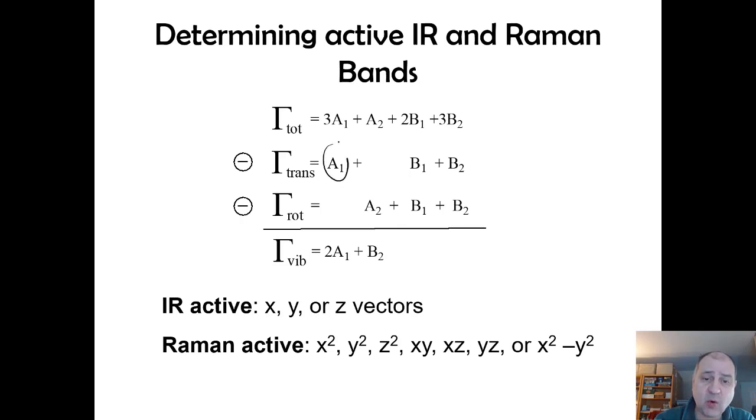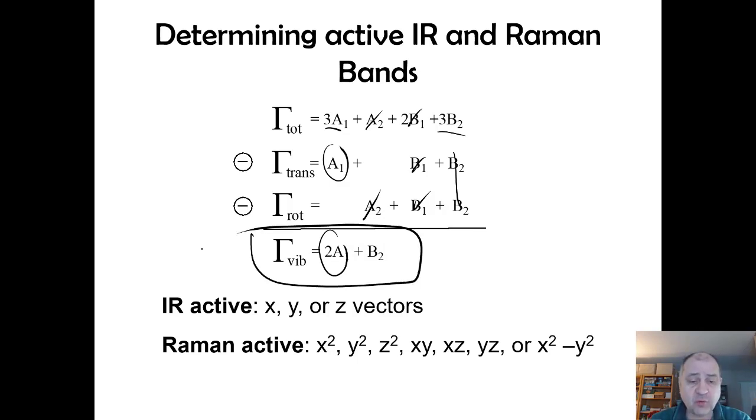So we'll take the A1 out from here, and end up with 2 A1s. We'll take the A2 out, so that drops out completely. The 2 B1s drop out, and one of the B2s, and so we end up with 2 A1s and 2 B2s for the total number of vibrations.